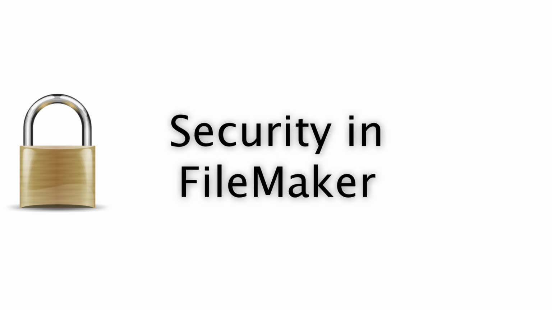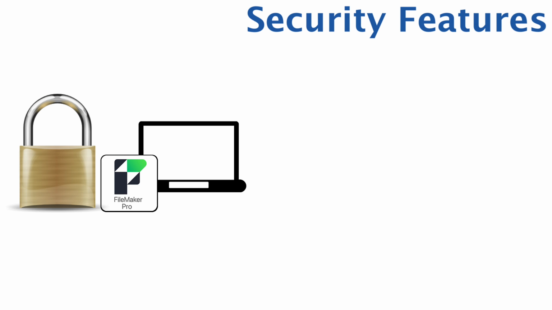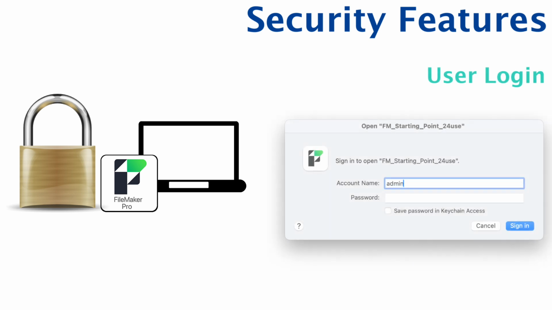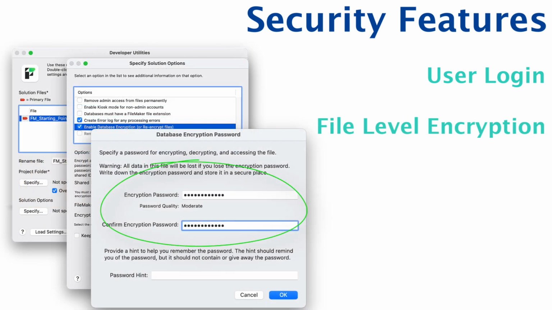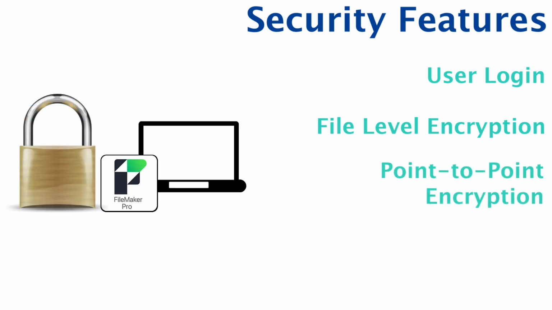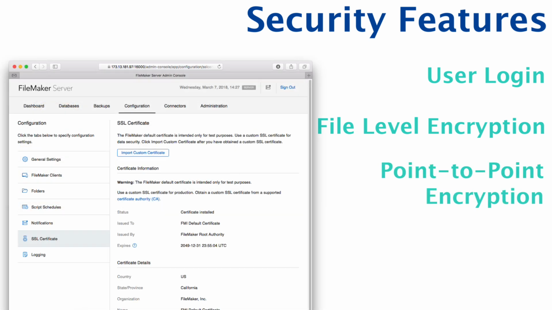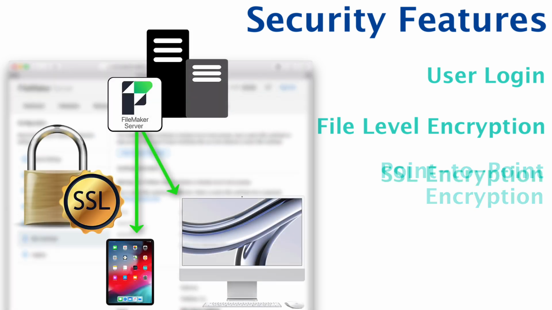In this video, we're going to start the conversation about security in the FileMaker platform. Now, first off, the FileMaker platform has a number of different features that comprise the entire security picture. There's the individual user login, which is how FileMaker can determine if the user is allowed to even log onto a file. There's actually file level encryption, which is called EAR, or encryption at rest. There's also network encryption, which is the point-to-point encryption between the server and a client, also known as SSL, right?